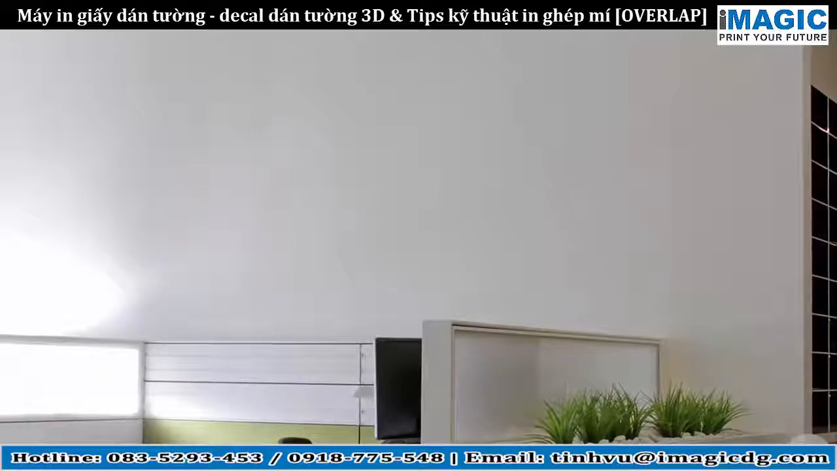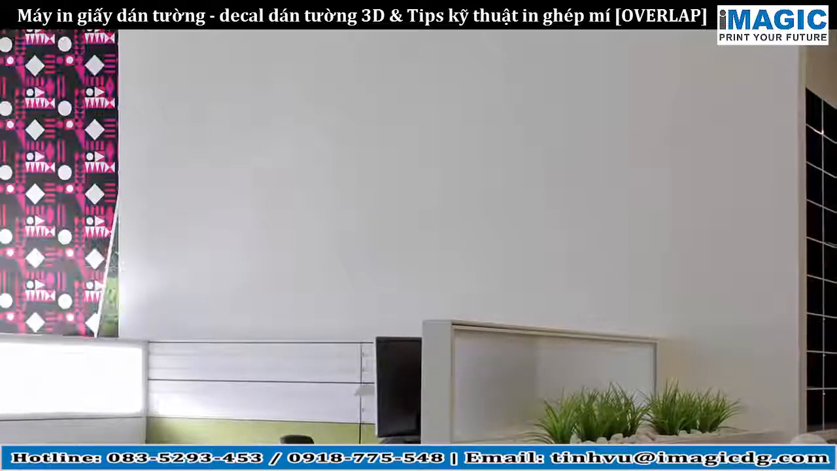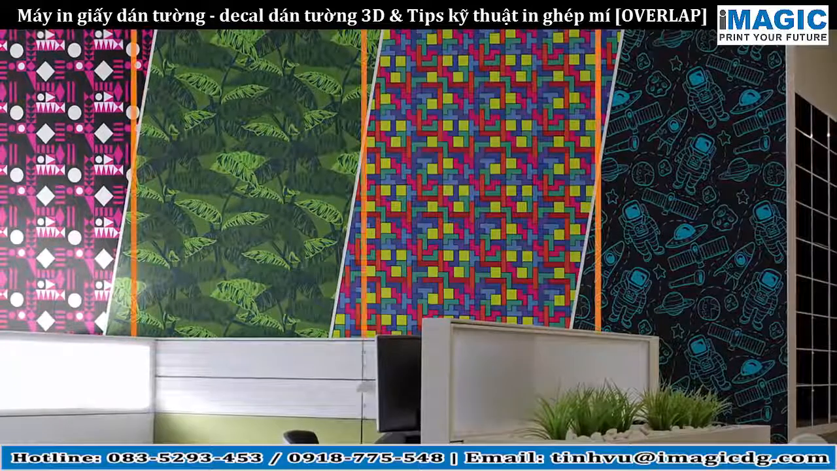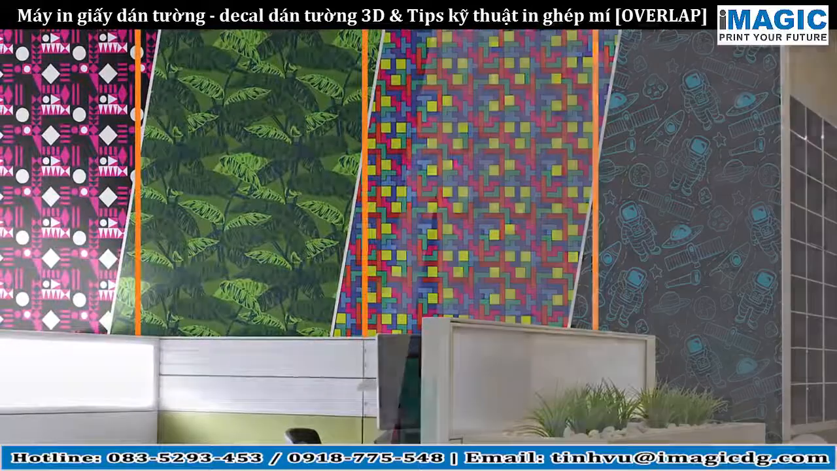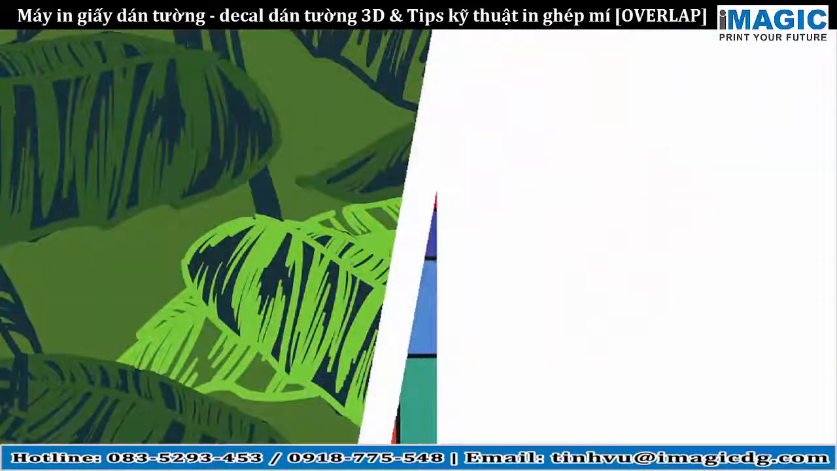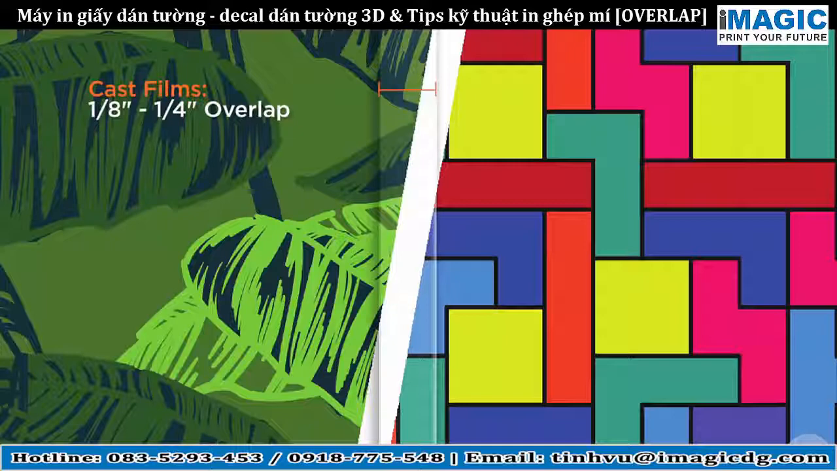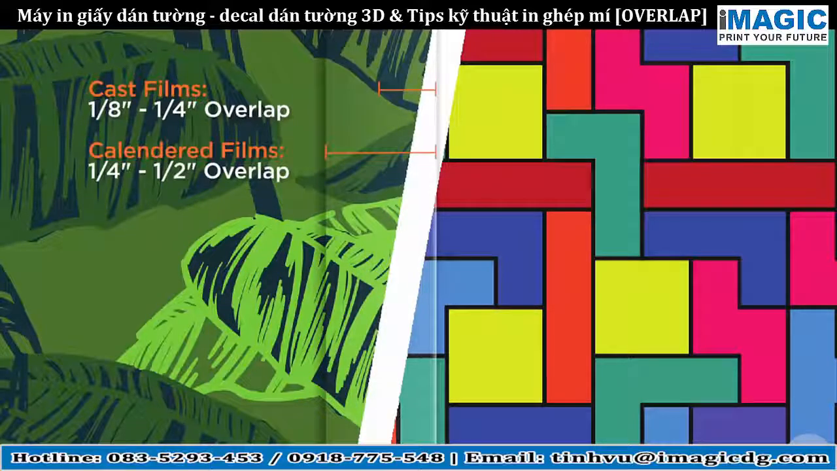For wall graphics taller than 60 inches, horizontal or column tiling is preferred, where the overlaps will be on the left and right edges of the print. The amount of overlap is determined by the type of material. For cast films, 1/8 to 1/4 inch overlap will be sufficient. Depending on the type of calendared films, the overlap can range from 1/4 to half an inch.